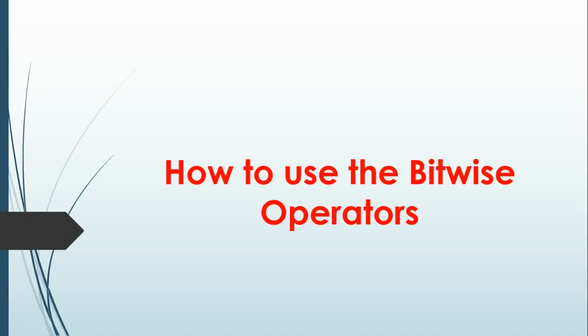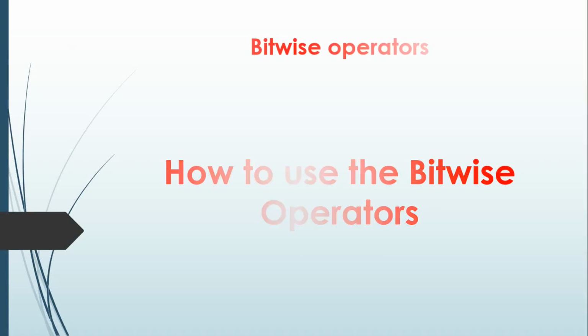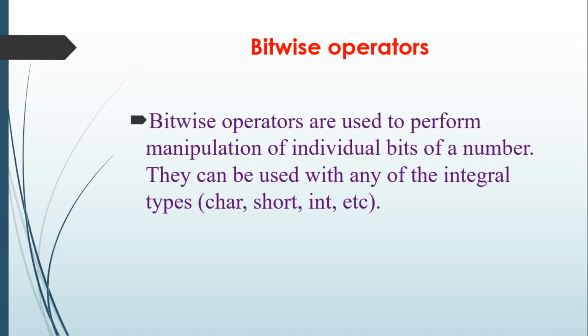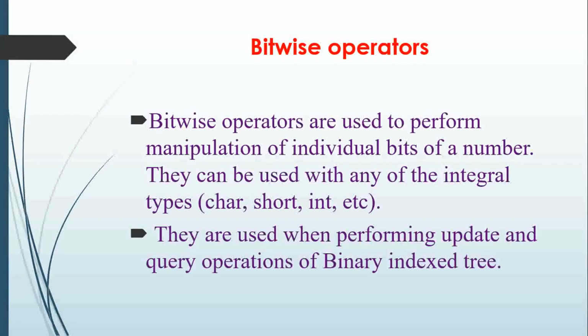In this tutorial, we are discussing how to use the bitwise operators. So first of all, what are bitwise operators? Bitwise operators are used to perform manipulation of individual bits of a number. They can be used with any of the integral types, that is char, short, int, etc. They are used when performing update and query operations of a binary index tree.